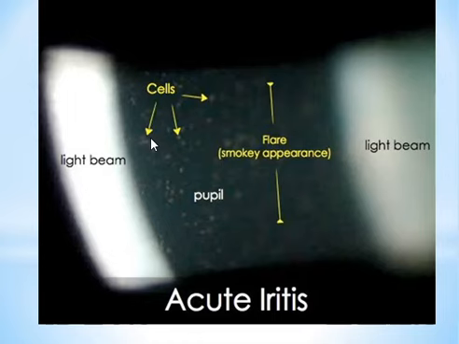Also flare, which occurs due to leakage of protein from the trabecular meshwork and cellular meshwork, and it appears smoky-like. It appears as dusting، يعني تظهر مثل الغواش، مثل ترى يعني عدم وضوح بالسائل.